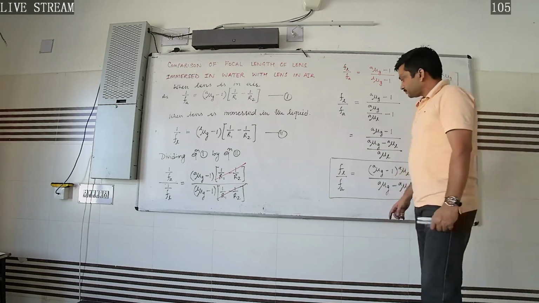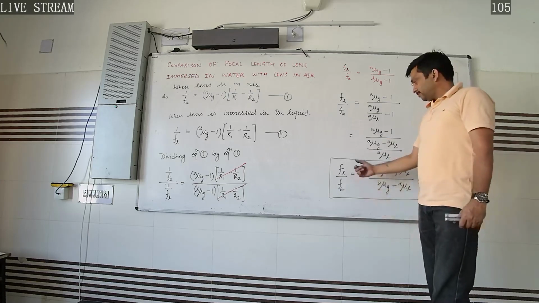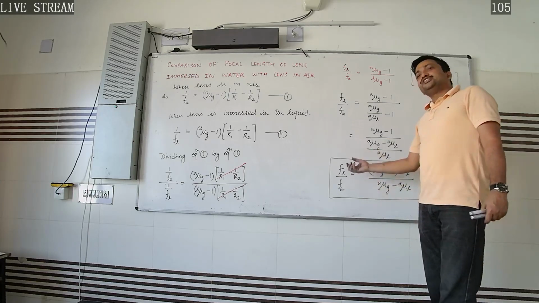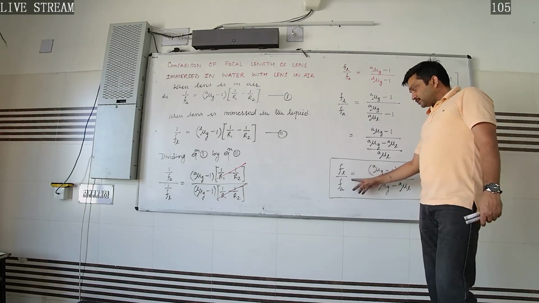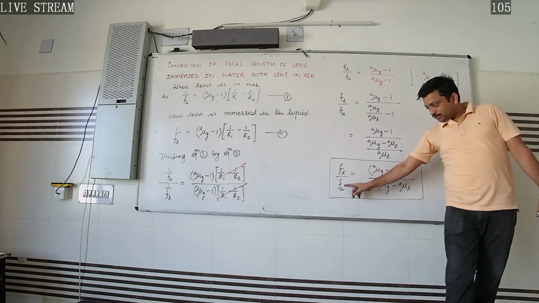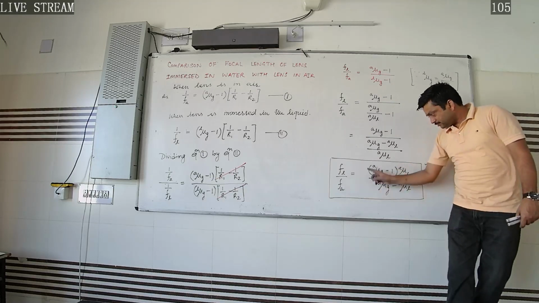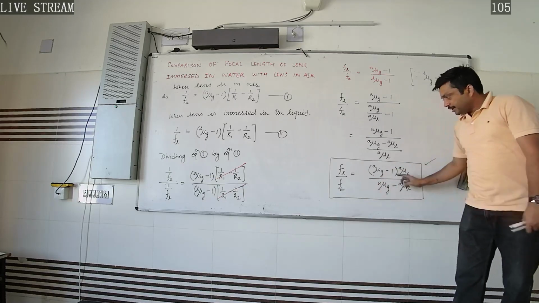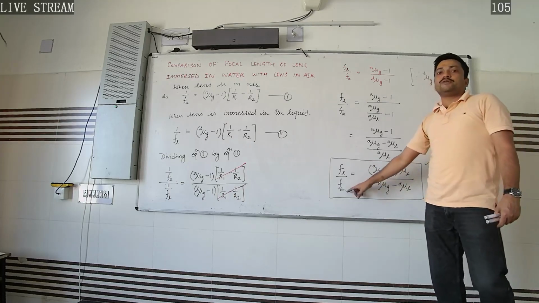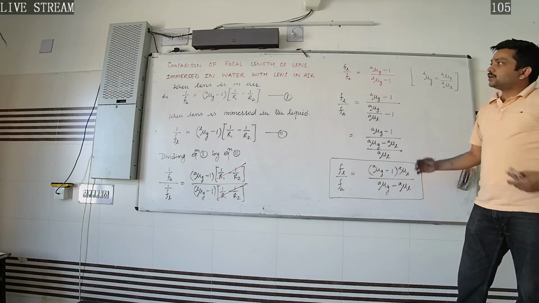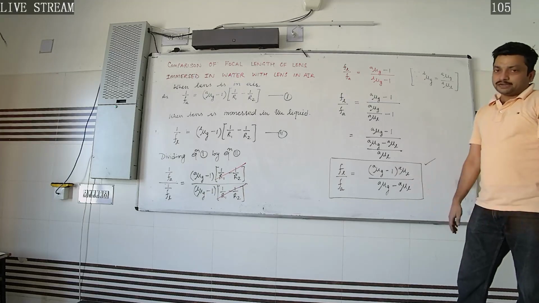Sometimes the question may be like, find the change in focal length of the lens. The change in focal length of the lens, if we want to calculate, then we have to multiply this fa by this whole term by solving it, and then we will calculate the delta f. That delta f will be equal to fa minus fl. So accordingly we can find the answer.